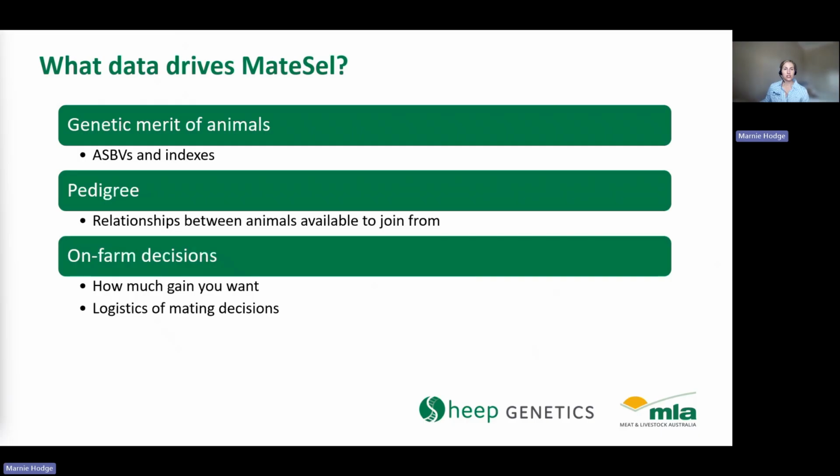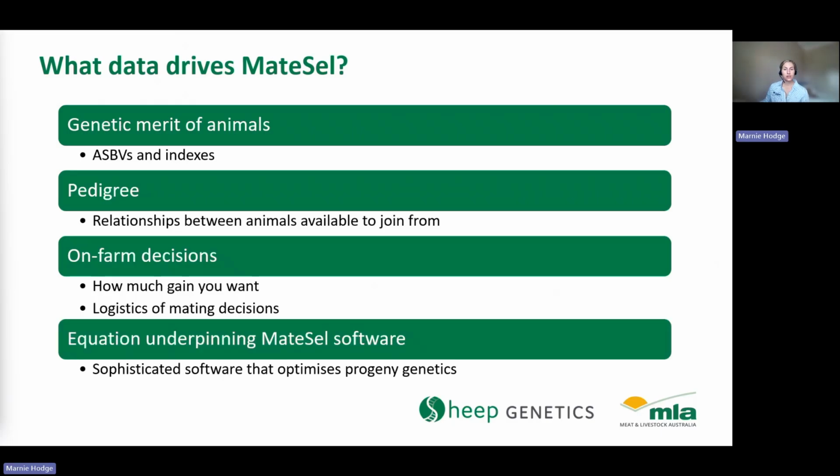It also looks at on-farm decisions. So like I said, you control the parameters that you set for MateSel. So you can put in how much genetic gain you want, any logistics around on-farm mating decisions, whether you have to mate across multiple paddocks, whether you want to join ewe lambs or join ram lambs as well. And then also the equation underpinning MateSel software. So MateSel uses very sophisticated software to help optimize progeny genetics. So it's improving your entire flock rather than looking at individual unicorn animals. And it also improves your flock's genetics, but also manages to maintain genetic diversity as well.